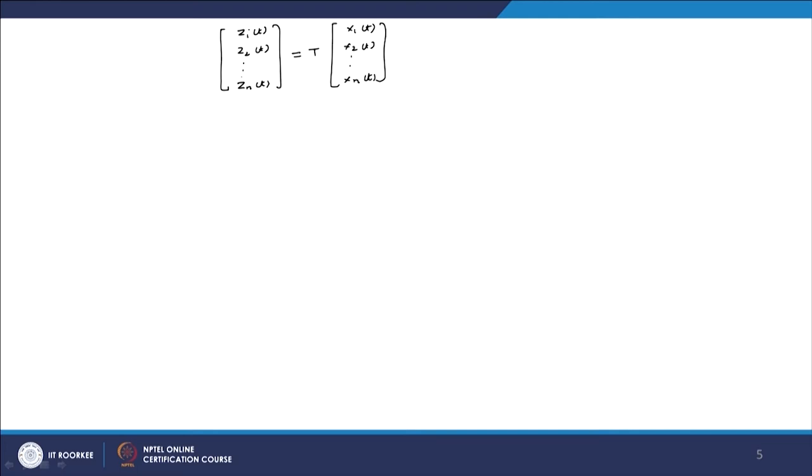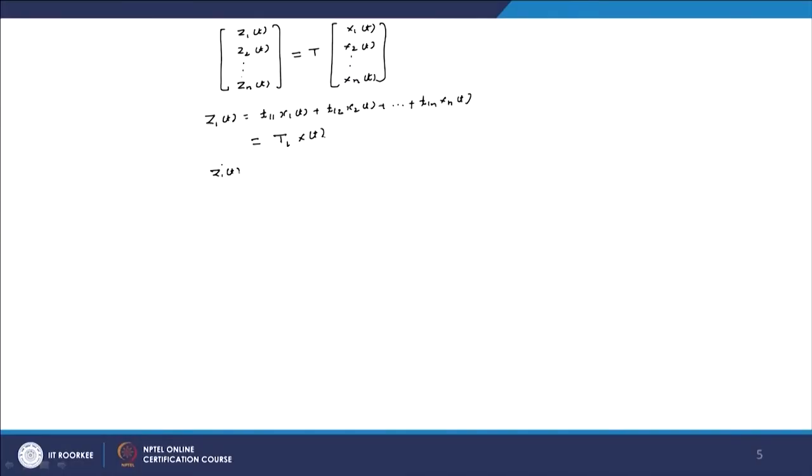Now what we will do is take the first state z1 of t. We can write this z1(t) with T as a transformation matrix, that is T11, T12, up to T1n. So it can be written as T11 into x1(t) plus T12 x2(t) plus up to T1n xn(t), equal to T1 into x(t). Now here we have written the first state, that is z1(t) equal to T1 into x(t).